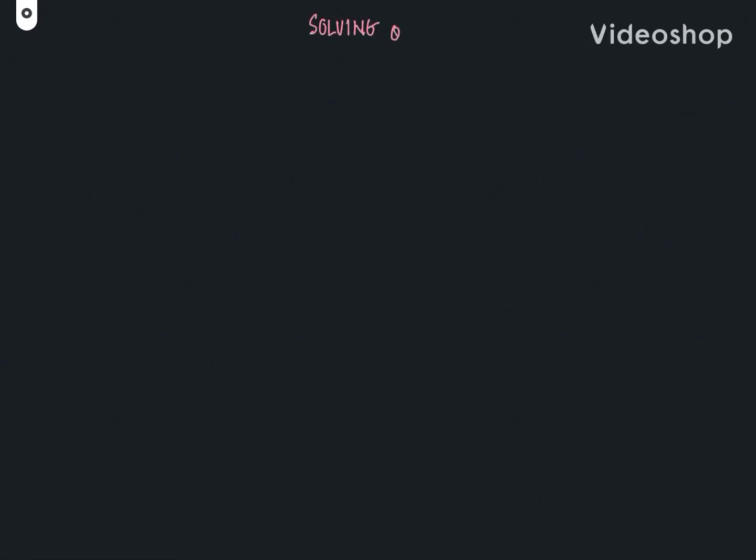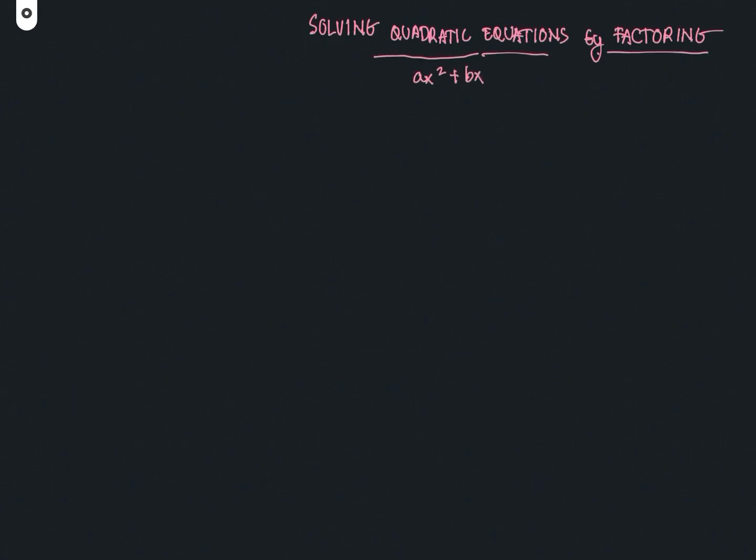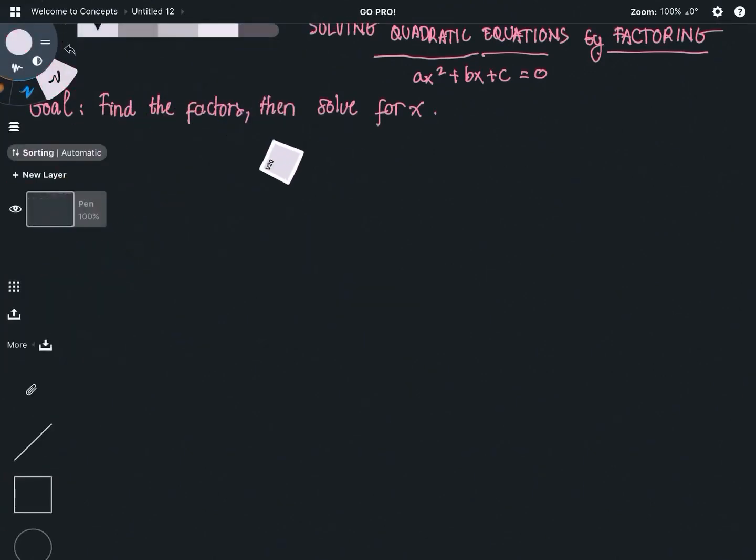Alright, today we're going to review how to solve quadratic standard forms using the factoring methods. Standard form is ax squared plus bx plus c, and we have to set it equal to 0 because we're going to solve. How are we going to solve? Our game plan is the first goal is to find the factors, and then after you find the factors, we're going to solve for x.